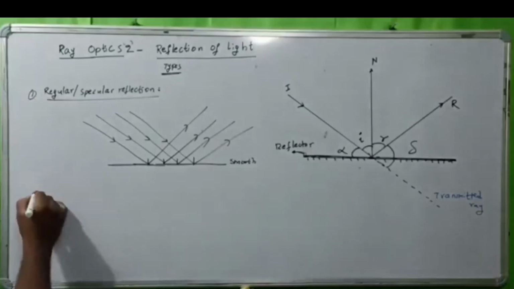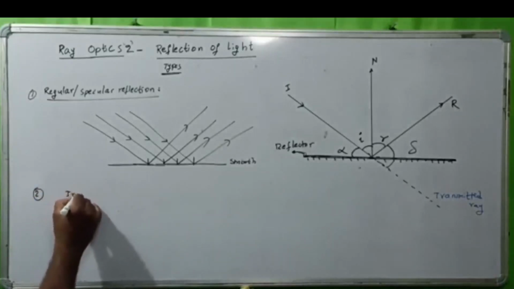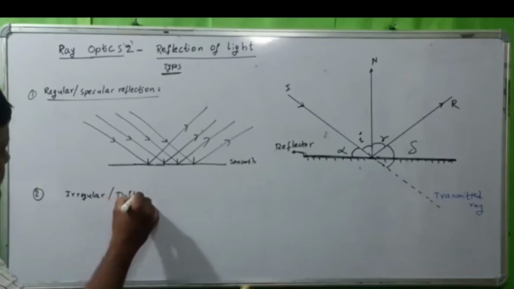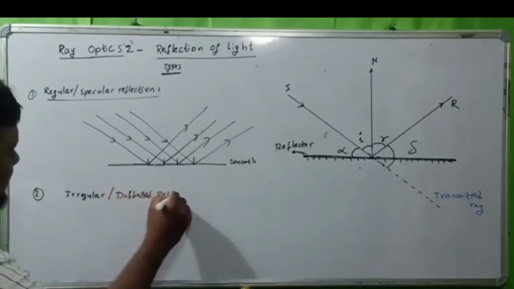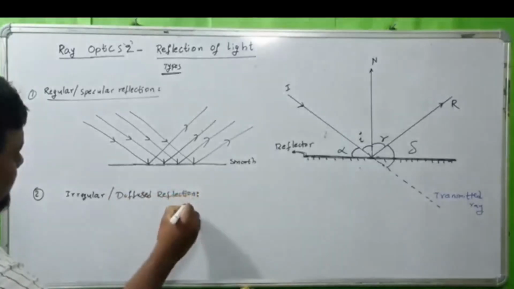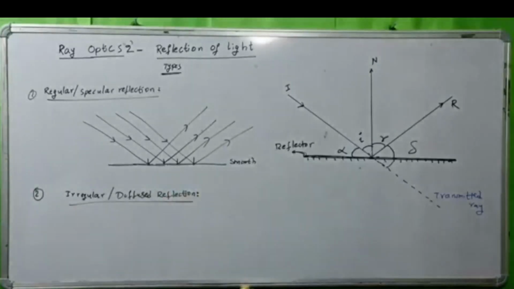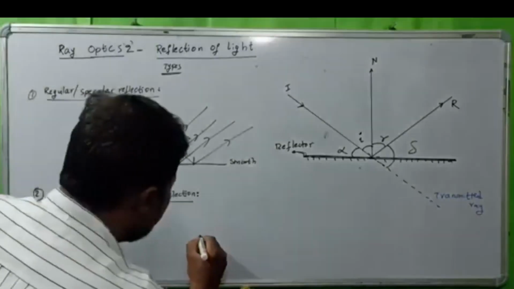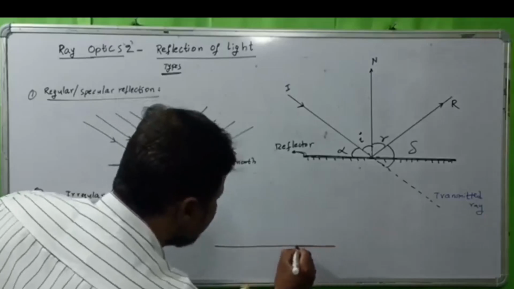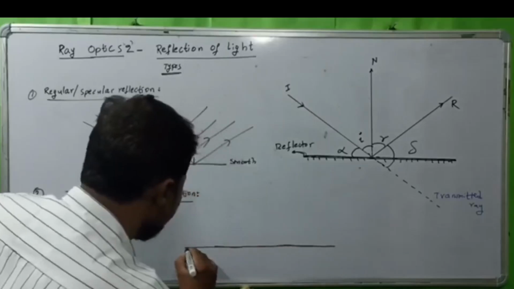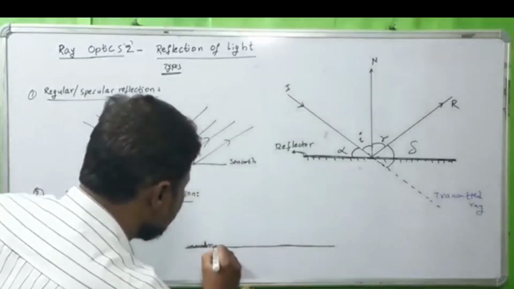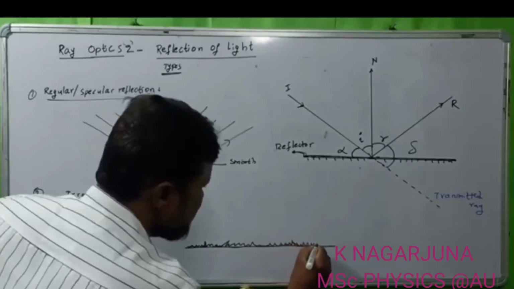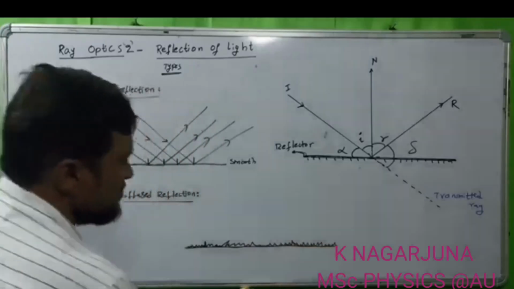Coming to the next type, that is irregular or diffused reflection. These reflections take place if the surface is irregular. Imagine the situation, there is an irregular surface. This is not smooth. This is a rough surface, or irregular surface.